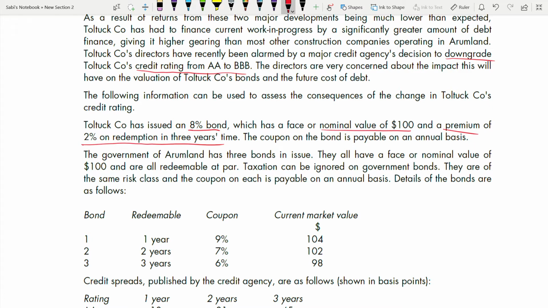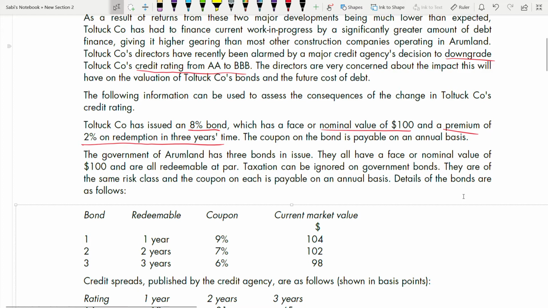Government of Ireland has 3 bonds in issue. They all have a face or nominal value of 100, and all are redeemable at par. That means it's a redeemable bond. So this should tell you something. In the question, it always gives you a hint whether a bond is redeemable or irredeemable. Irredeemable, we don't get much. We always get redeemable bonds because those have lots of calculations to do. So this is a redeemable bond, and all have a face value of 100.